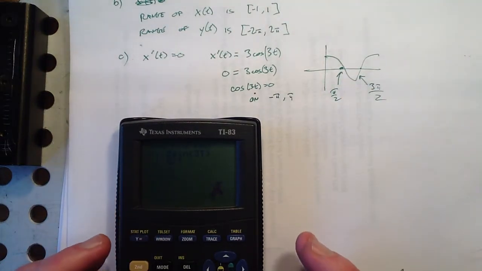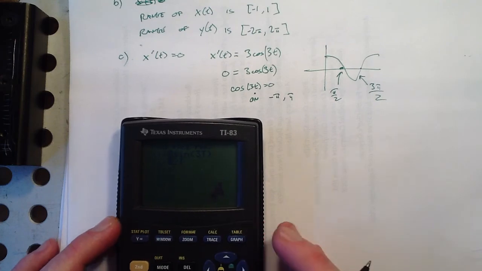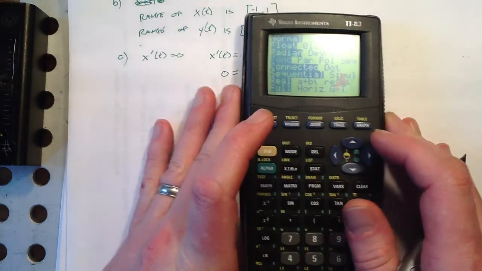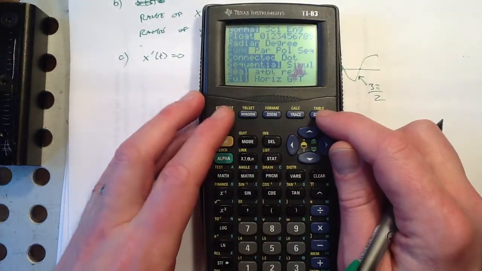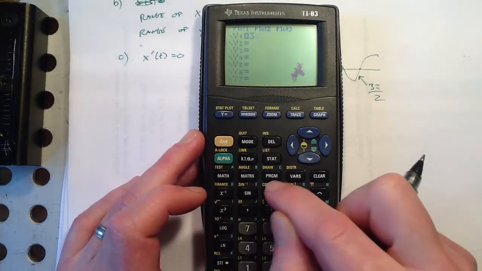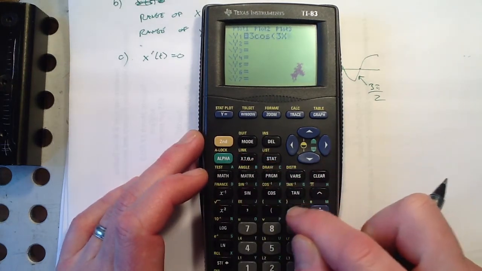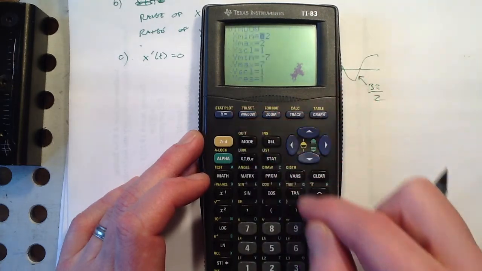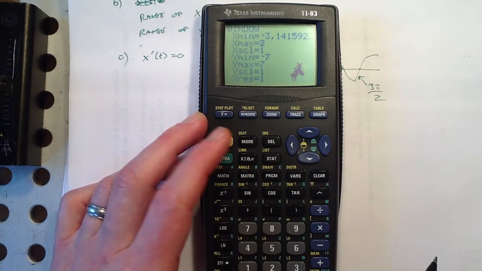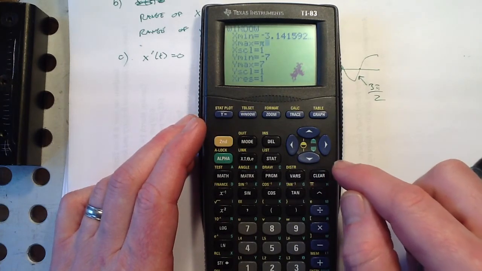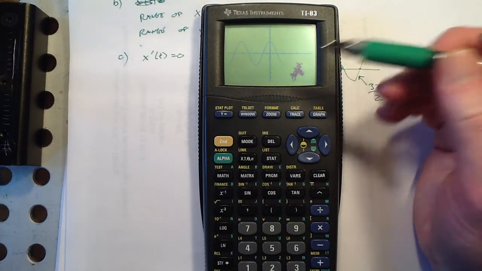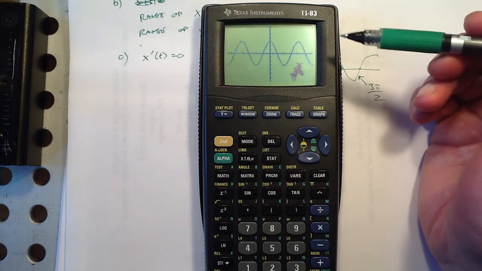then we'd have to go back and graph it. We'd have to go back to mode, go back to function mode for a minute, and go back to y equals and enter 3 cosine 3x, and graph that on the window from -pi to pi. We're looking for zeros of this, right? And we're looking for when it's a minimum.